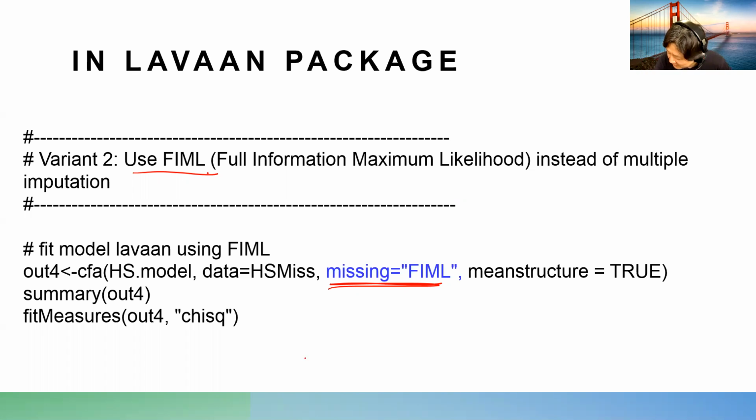Okay, so if we iterate many different times, we can get some posterior distribution of parameters, okay? And then try to find the maximum likelihood of this distribution. So this is beyond the scope of this class, but this is the main difference between MI and full information maximum likelihood estimation.